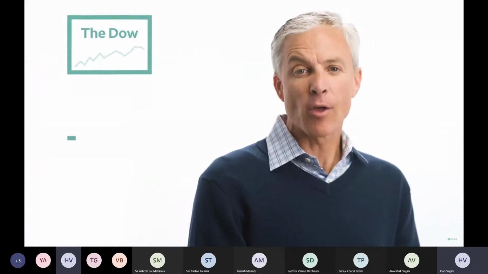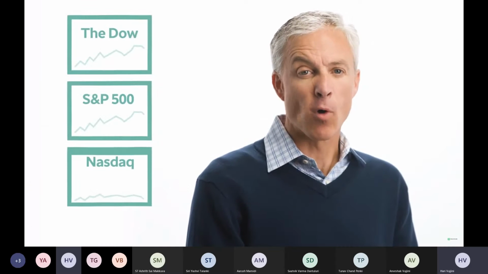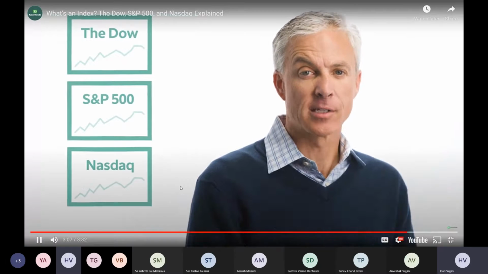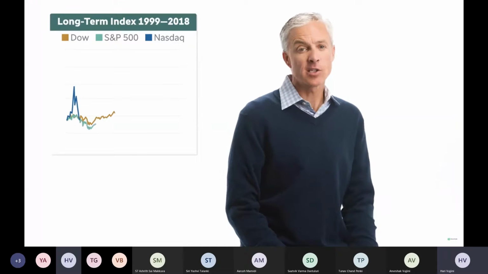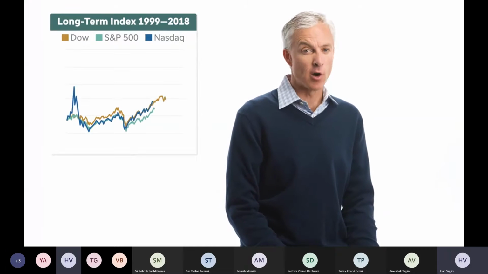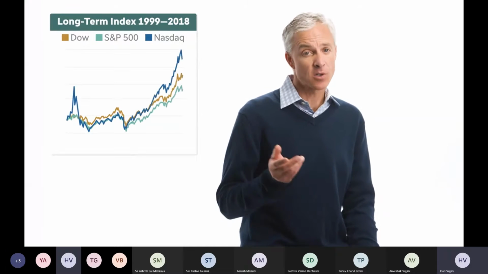Each index helps measure how the overall market is doing through the performance of the securities it tracks. Though the market may vary day to day or even year to year, the historical performances of indices show that over time, the stock market tends to rise.